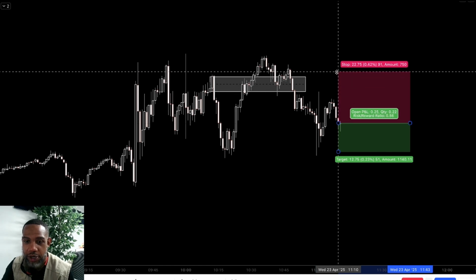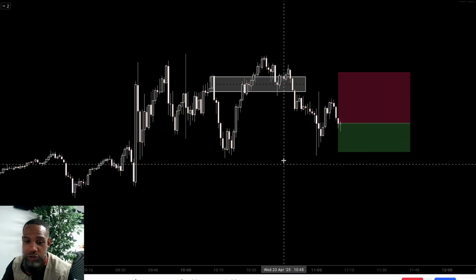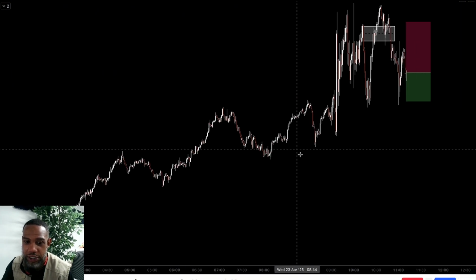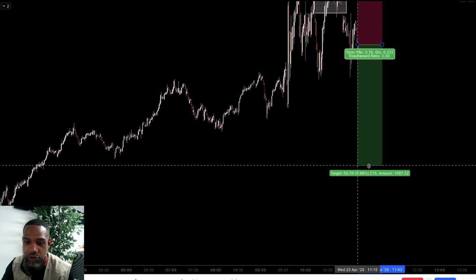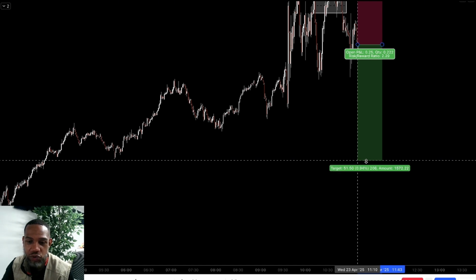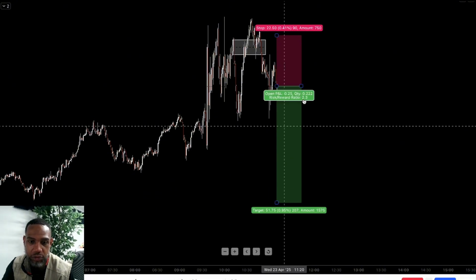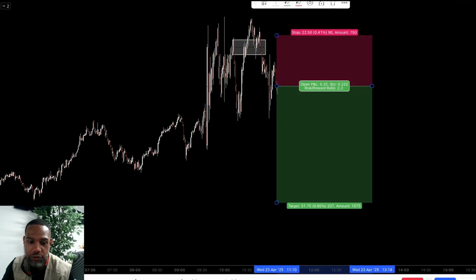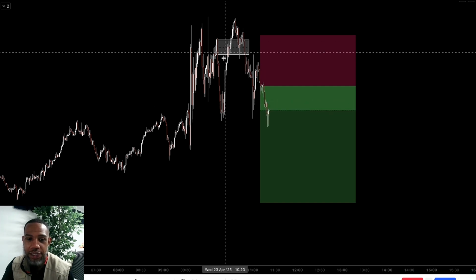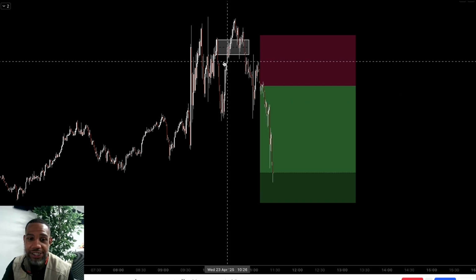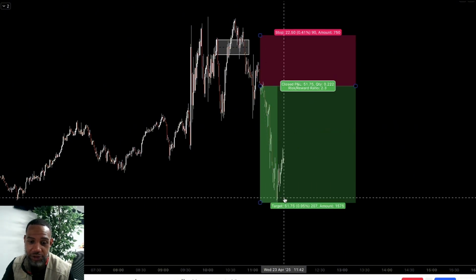Stops above the breaker, not above the high, above the breaker, because the breaker should hold. Then we're gonna target external liquidity, at least a nice 2-to-1. Let it play out. Okay, and the target was reached.